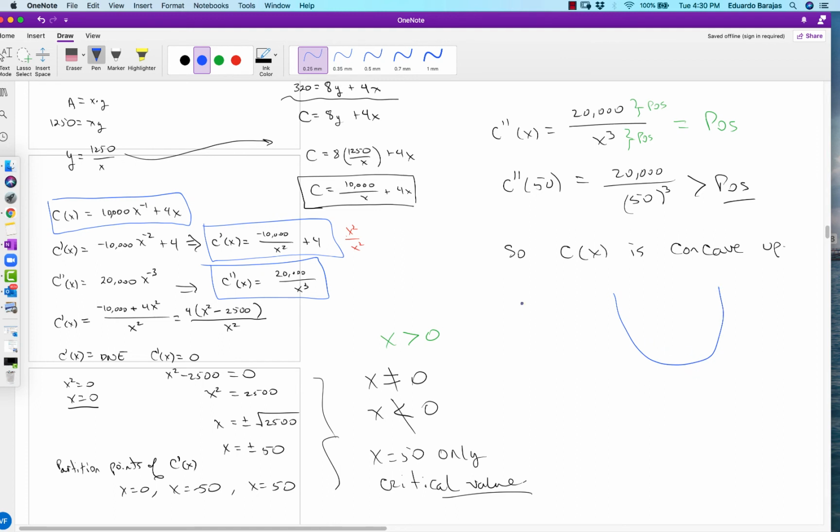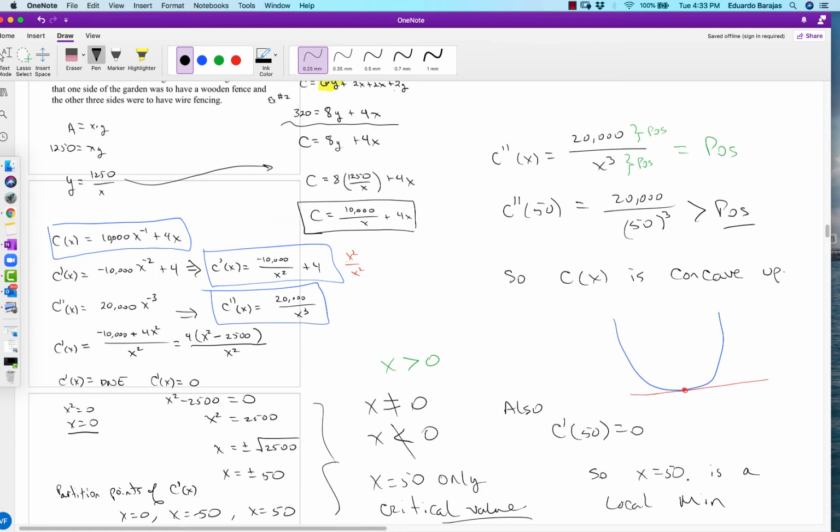And now we also need to establish that the first derivative is equal to 0 at 50. Since we know that the first derivative evaluated at 50 equals 0, and knowing that it's concave up at 50, it's got this sort of shape, those two things help me confirm that x equals 50 is a local minimum. So x equals 50 is a local minimum.